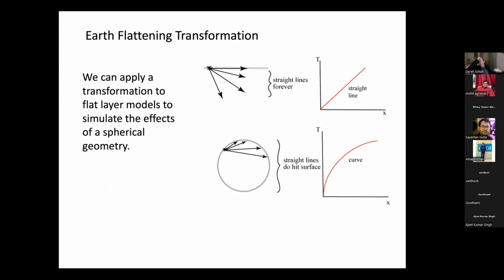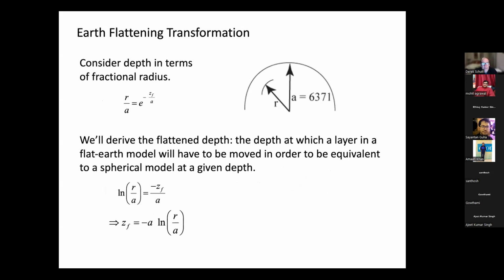All right, and then finally, if we want to simulate the effects of a spherical geometry, but we've created a model that is in a Cartesian geometry. So we've created a tomography model with rectangular pixels, and we want to convert it to a spherical geometry. We will do that in terms of fractional radius. And what we will do is derive the depth at which a layer in a flat Earth model would have to be moved in order to be equivalent to a spherical model at a given depth. And that is given by z_f equals minus a natural log of r over a.